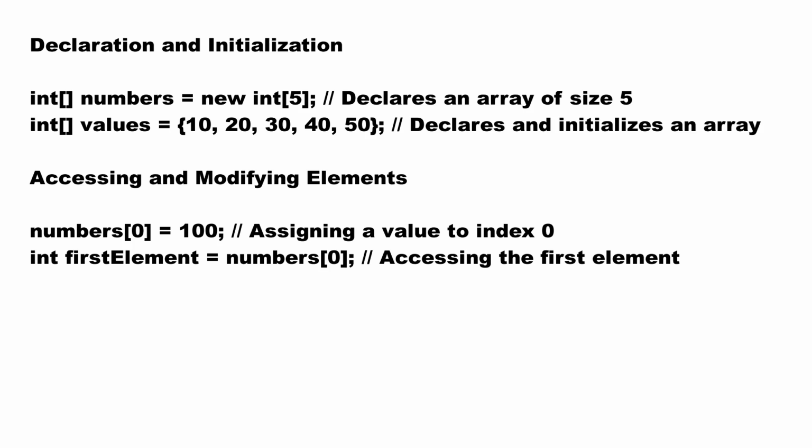Now let's look at accessing and modifying elements. We have numbers[0] = 100; The comment says accessing a value at index 0. Then int firstElement = numbers[0]; The comment says accessing the first element.